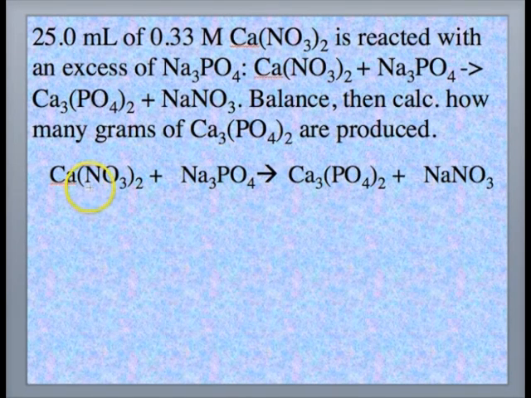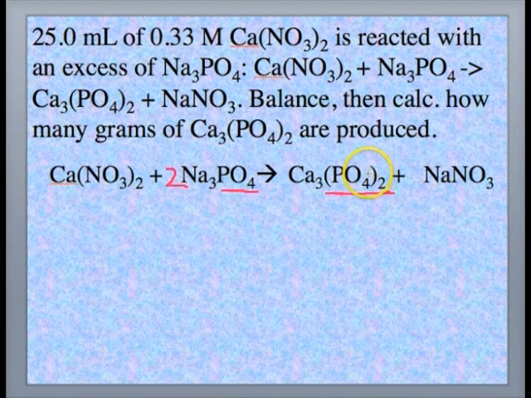Let's see. We have phosphate. We have one phosphate over here and two phosphate over here. Why did I start on phosphate? I'm just totally arbitrary. You can start with calcium, you can start with nitrate, whatever. I'm choosing to start with phosphate, and I'm not balanced in phosphate. So I'm going to put a big 2 right here, and that gives me 2 phosphates, to balance 2 phosphates on the product side.